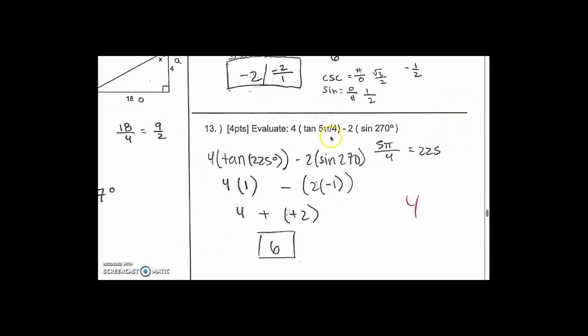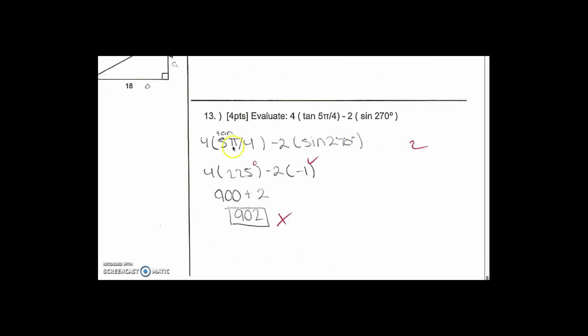Now this problem's a little bit tricky because I gave you both radians and degrees, so this student converted the radians into degrees, so I helped them get the problem correct. The student got this part correct, converted to degrees but forgot, and then they multiplied. So remember 5 pi over 4 radians is equal to 225 degrees. That's how angles are measured.